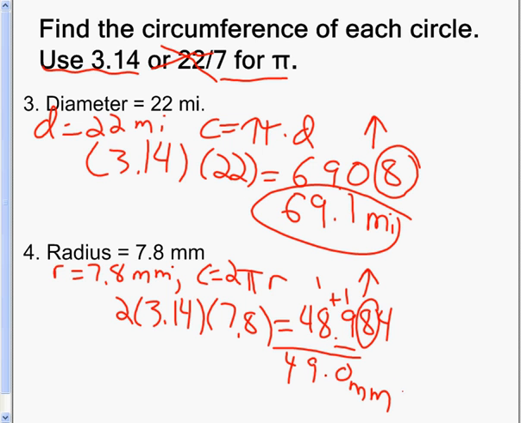And that's how we want to list it when we round. We have to make sure we keep that 0 there because that shows that we rounded. If we just wrote 49, that would say that we got exactly 49 as our answer, when we didn't. We got 48.98 and we rounded up to 49.